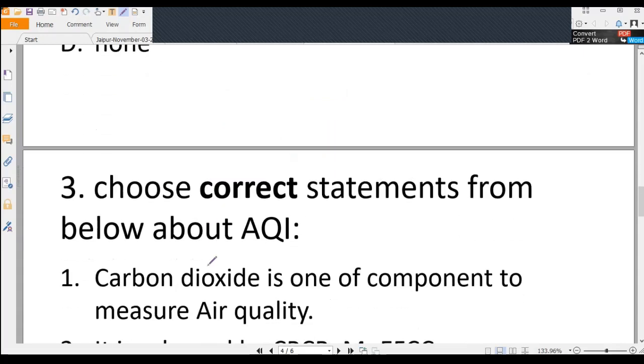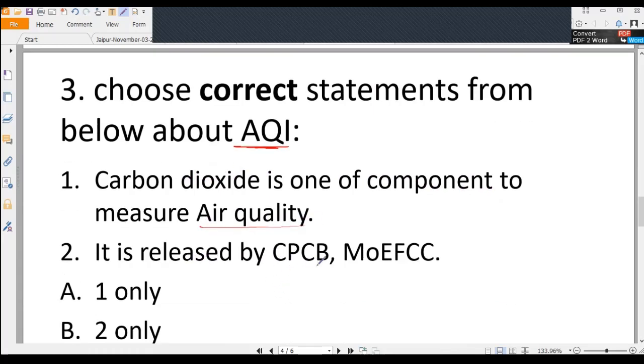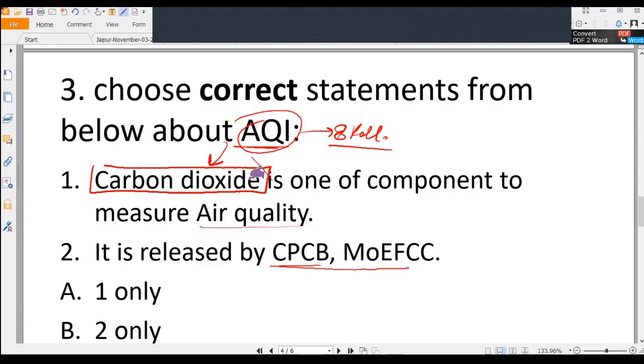Moving forward, choose the correct statements from below about the Air Quality Index. Carbon dioxide is one of the components to measure air quality. It is released by the Central Pollution Control Board, Ministry of Environment, Forest and Climate Change. As we have discussed, the Air Quality Index consists of 8 pollutants and CO2 is not one of them. So just keep this in mind. It is released by CPCB, that is true. So B only is the right answer.